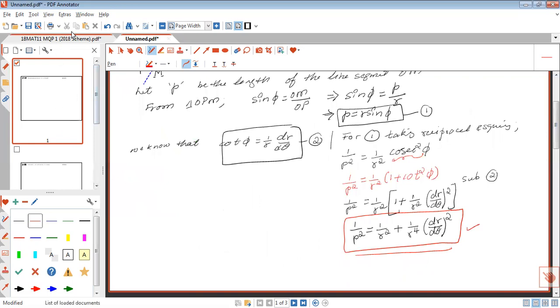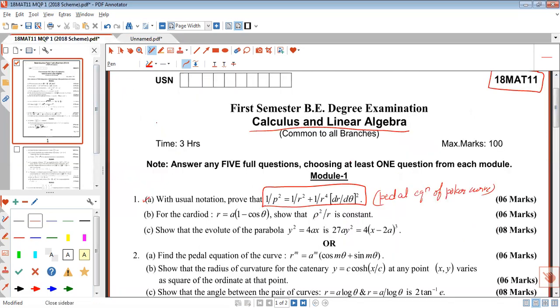Yes. The next question, that is 1b. For the cardioid, r is equal to a times 1 minus cos theta. Show that rho square divided by r is a constant. Rho means the radius of curvature. We are going to find the radius of curvature, square it, and divide by r, so that it must be a constant. We need to prove that rho square divided by r is a constant here.